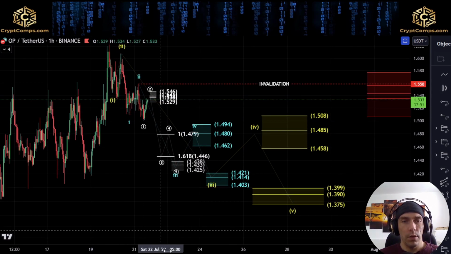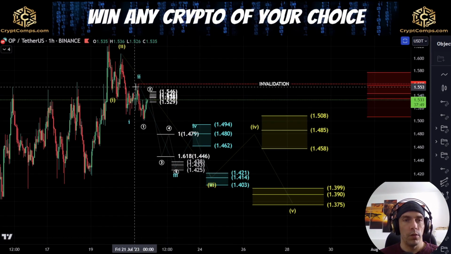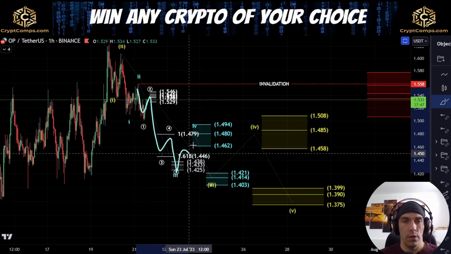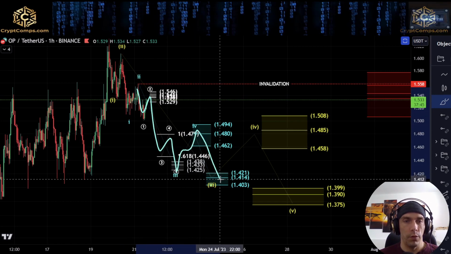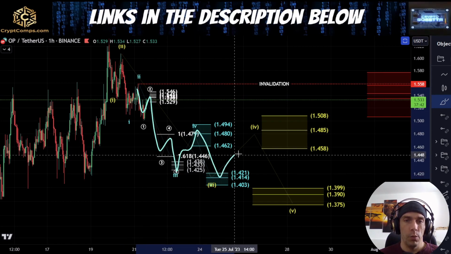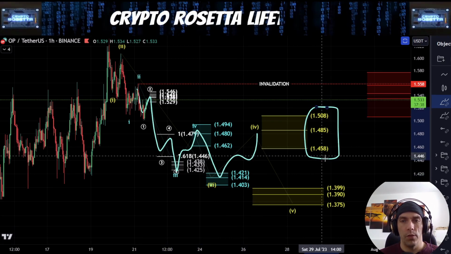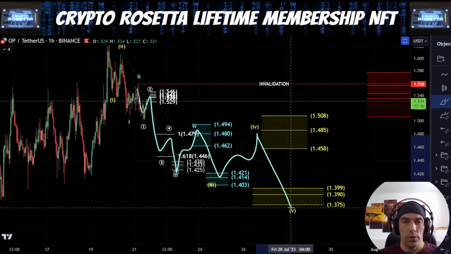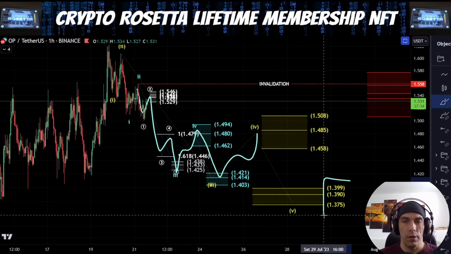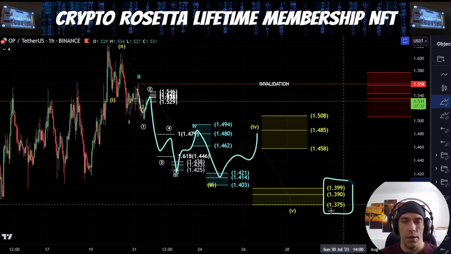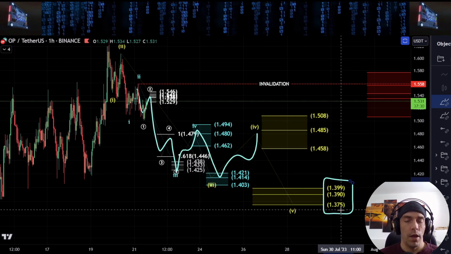So effectively within this, what we'd be looking for is the white count to play out first, whether we get this additional 4th and a 5th in the blue count. And if we do, we'd then be looking out for that possible rejection again between this 150 and this 145, looking for this additional 5th wave to the downside, looking to take us towards this 139.9 to this 137 as a possible target.